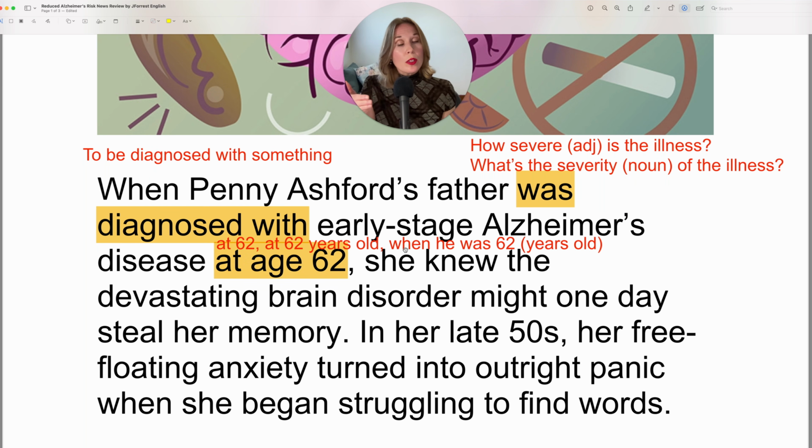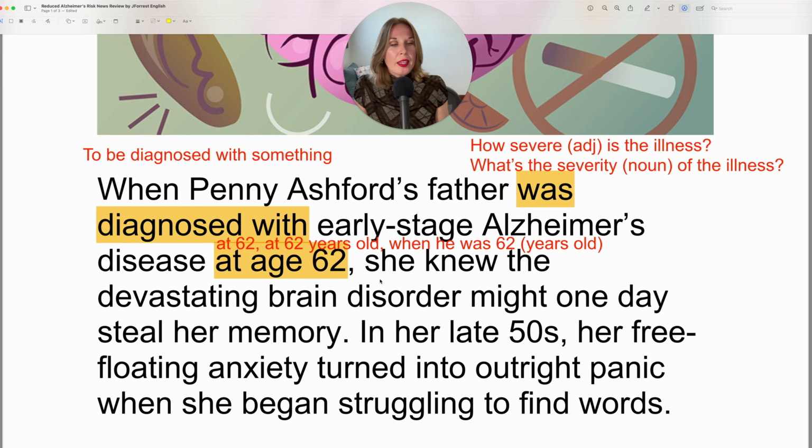Now you can also use the more standard term, which is when he was 62. Now you can just use the number. If you want, you can say 62 years old, but you can't just say 62 years. You must use years old. And notice there's an S because it's plural. So when he was 62. At age 62, this sounds the most formal.